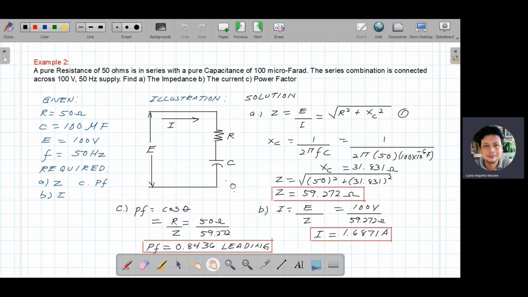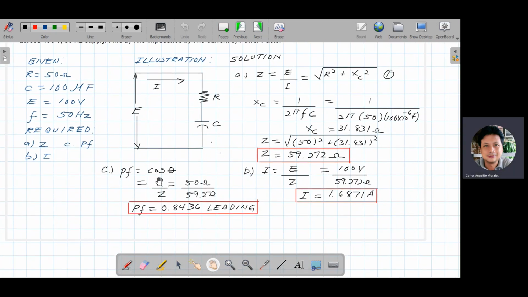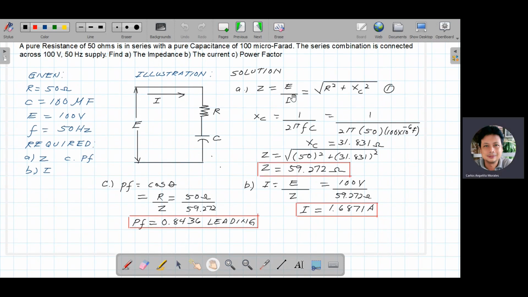So, we raise it a bit, we are just drawing the illustration. Power factor is cosine of theta. The cosine of theta in the impedance triangle is R over Z, which is 50 ohms over 59.272. So, power factor is 0.8436 leading. Then, solution: the impedance Z is E over I, which is equal to the square root of R squared plus X_C squared. X_C is 1 over 2 pi f C, which is 1 over 2 pi times 50 times 100 times 10 to the negative 6 farad. X_C is equal to 31.831 ohms.